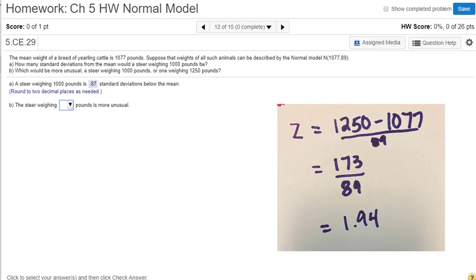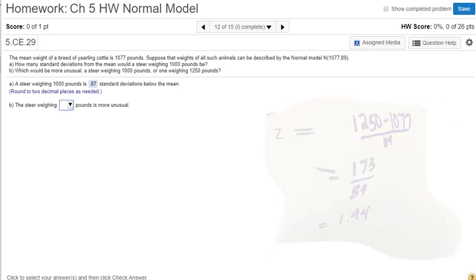So we have one with a z-score of negative 0.87, so 0.87 standard deviations below the mean. And if we compute the z-score for 1,250, we end up getting 1.94. So clearly, the steer weighing 1,250 is more unusual. It is further away from the mean.